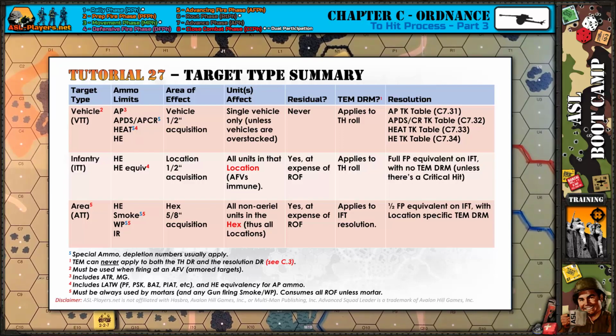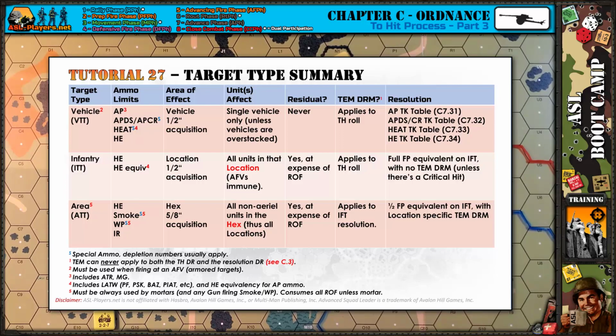So let's start with vehicle target type. And you see there's a 2 superscript there. That means it must be used when firing at an AFV, an armored target. And the ammo limits are armor piercing, APDS/APCR, which is a special ammo, so depletion numbers apply, HEAT, high explosive anti-tank, and HE.